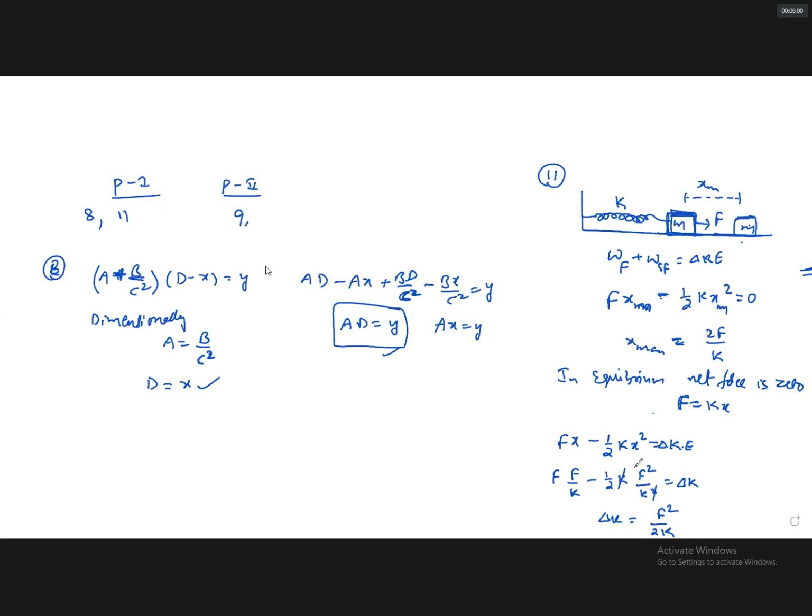Then what are the values they give? Energy we get f square by 2k, and kinetic energy we get f square by 2k.